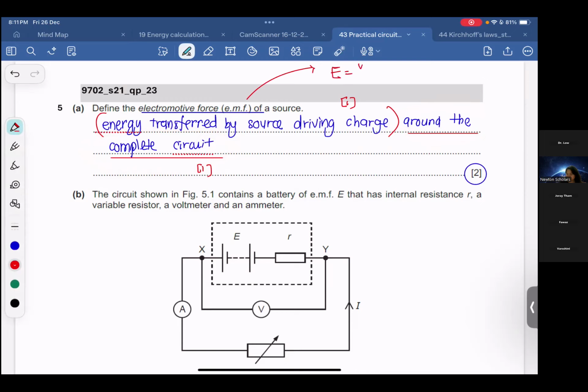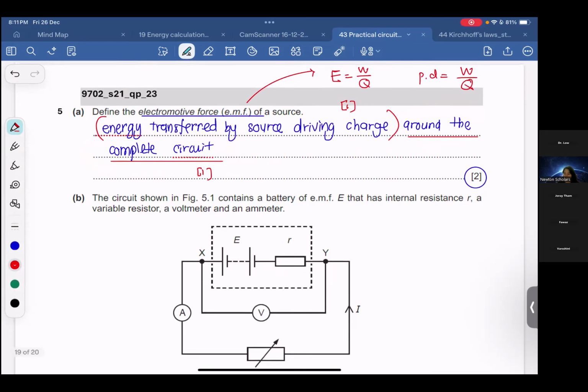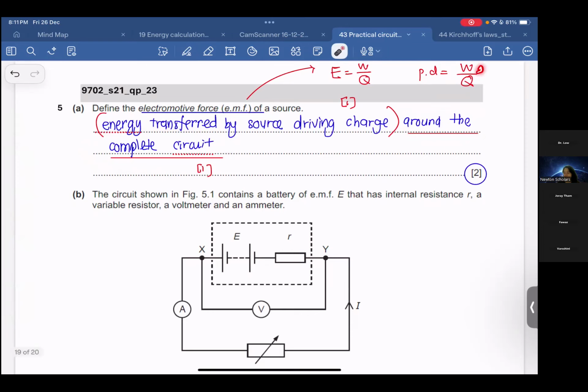EMF formula is work done divided by charge. Potential difference is also work done divided by charge. That's why their definitions are very similar. Only the second part is different. Sometimes you will see work done in driving 1 coulomb of charge around the complete circuit. That is also acceptable. Work done is energy. Energy transfer is actually work done.